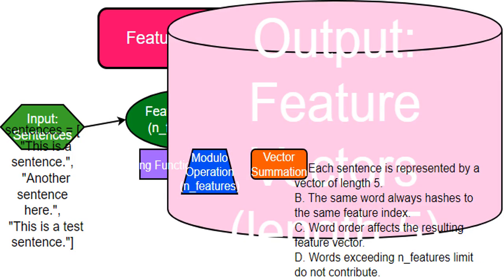The FeatureHasher output will be a set of vectors. Each vector will represent one sentence from the input list. Importantly, each of these vectors will have a length of 5, because I set n_features equals 5.